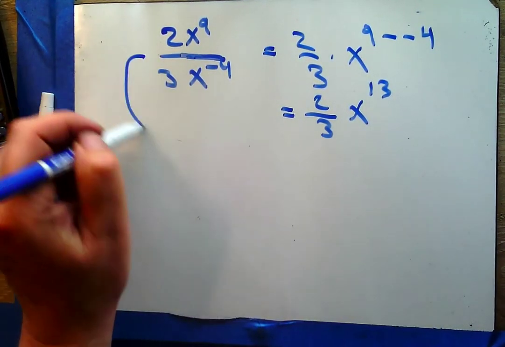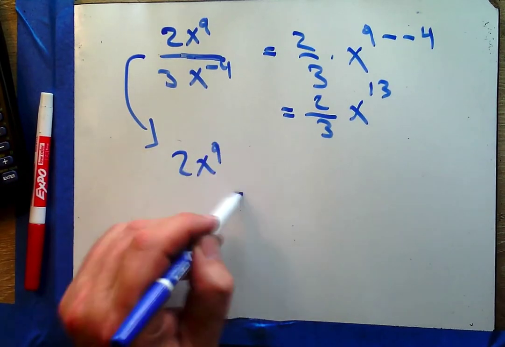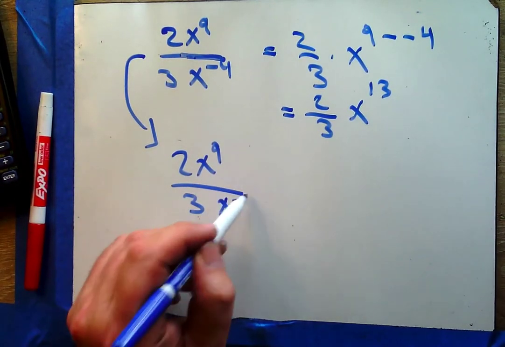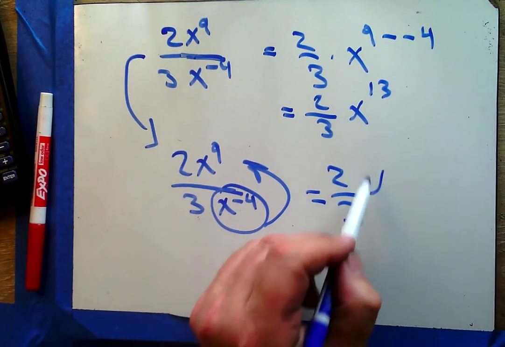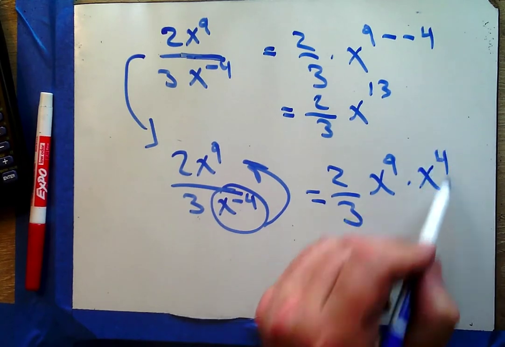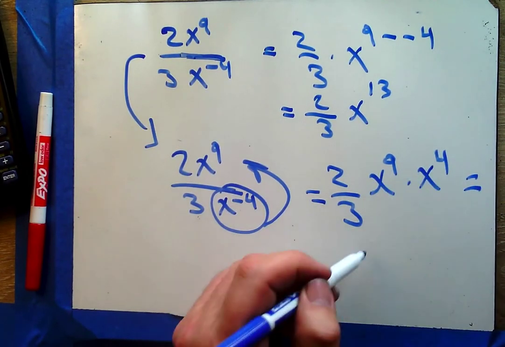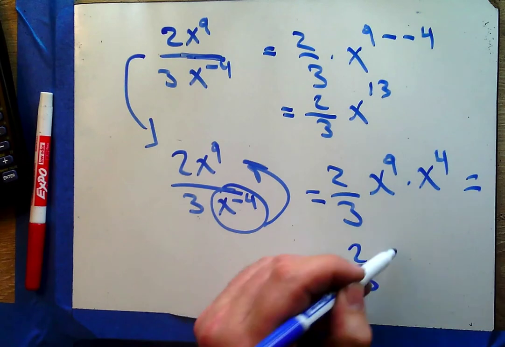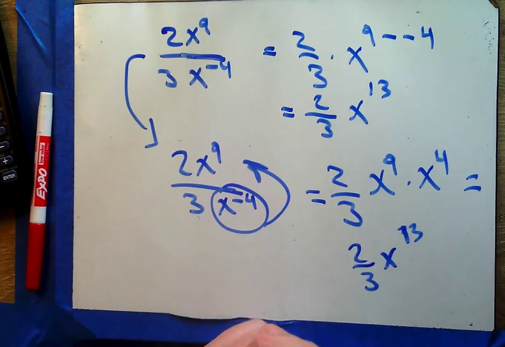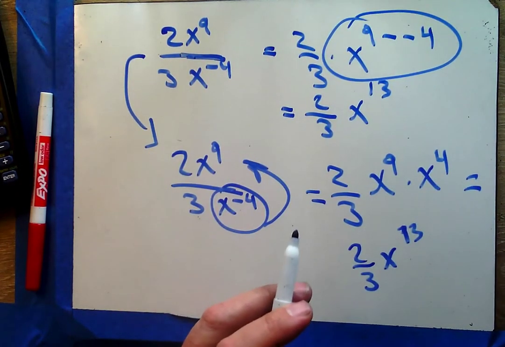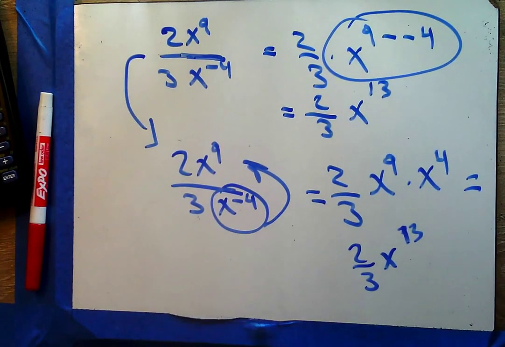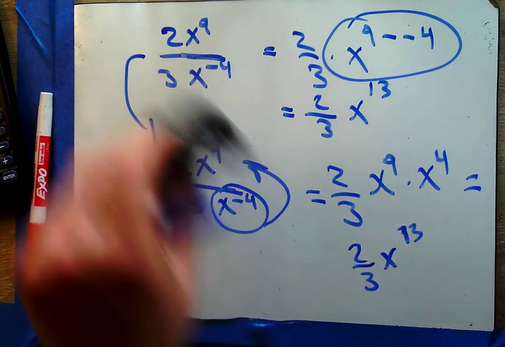Now I know many of you like to do this. 2x to the 9th over 3x to the minus 4. Oh, I have a negative exponent. I might as well move it. X to the 9th times x to the 4th. And then you add these exponents together, and you get 2x to the 13th. And that works fine too. I like doing this because it's a little less work. But I wouldn't mark you wrong for doing this. It's the same answer. Okay, how about this one?